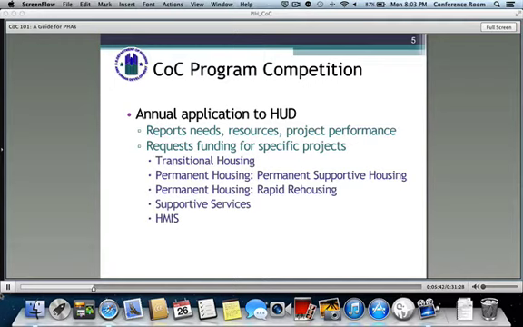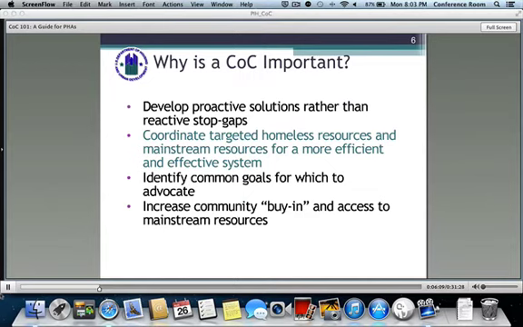Funds for the CoC program are administered through an annual competition. The CoC designates a single organization, known as the collaborative applicant, to complete an annual application to HUD for funding to address the needs of the geographic area encompassed by the CoC. Through the application, the CoC also reports on the progress of previously funded projects and provides information about the needs and structure for addressing homelessness.